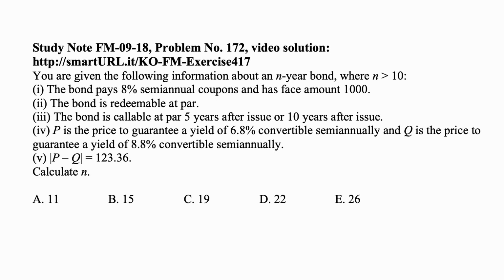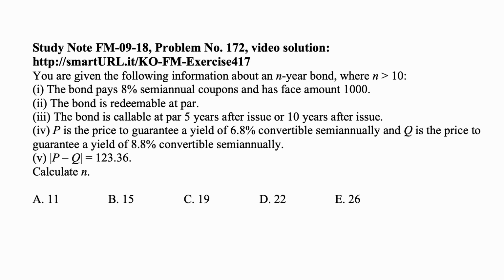You are given the following information about an n-year bond where n is more than 10. The bond pays 8% semi-annual coupons and has face amount of 1,000. Now notice that this means that really the bond pays a 4% coupon every half a year, so every coupon is 40. The bond is redeemable at par, so at 1,000. The bond is callable at par 5 years after issue or 10 years after issue.